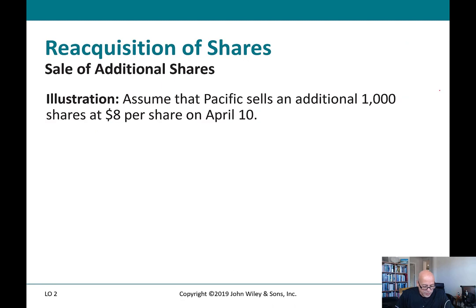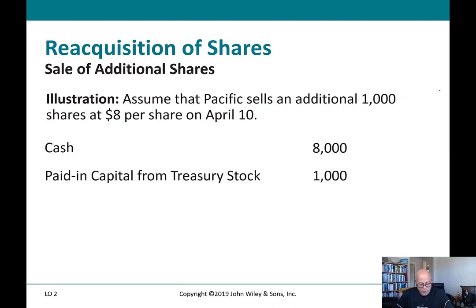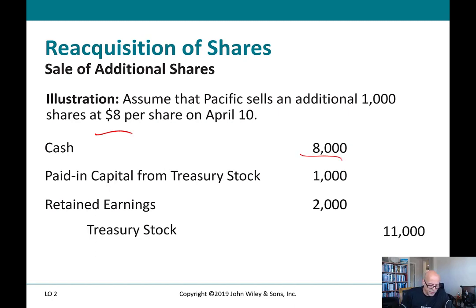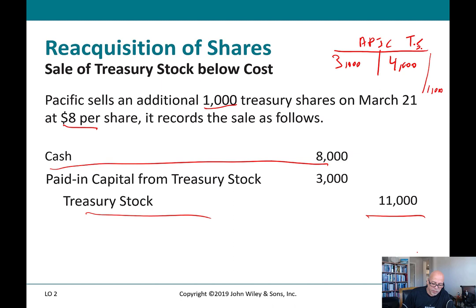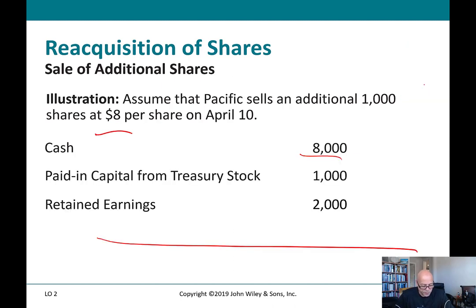Then what happens? Then they go and sell another 1,000 shares, and again, these are at $8. So here comes the 8,000. Then there goes another 1,000 shares times $11 per share, that's 11,000. Got to come out at that original amount. And then I'm limited to, I got to go back to this 1,000, right? So I go ahead and debit that for 1,000. The remaining 2,000 got to go to retained earnings.